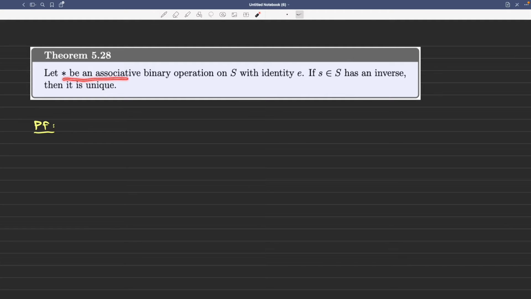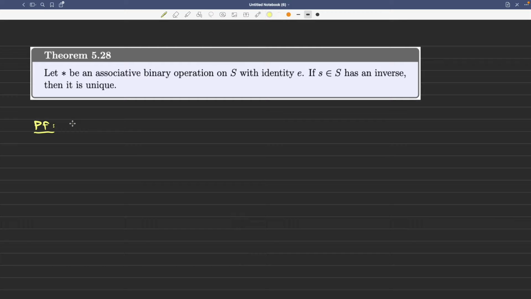If you have an associative binary operation with an identity E, then in that situation we know that if s has an inverse, then it's unique. Notice that associativity is a hypothesis here. And in fact, if you drop that hypothesis of associativity, this theorem's not true. You can come up with a counterexample of a set with a binary operation that has an identity, but things have non-unique inverses. So associativity is important here.